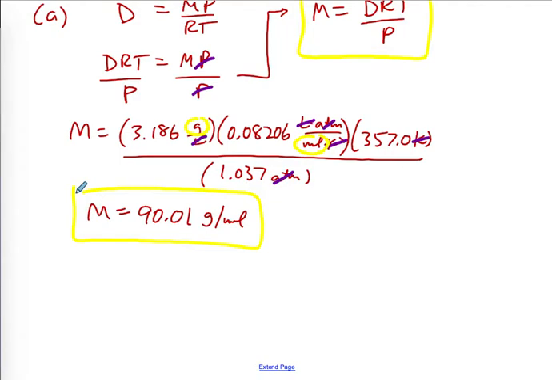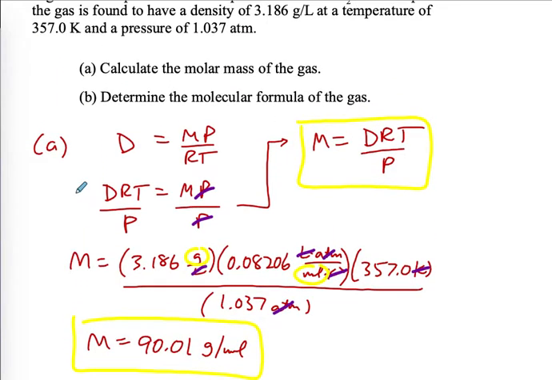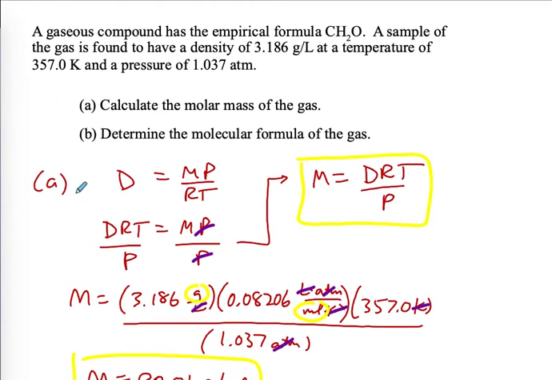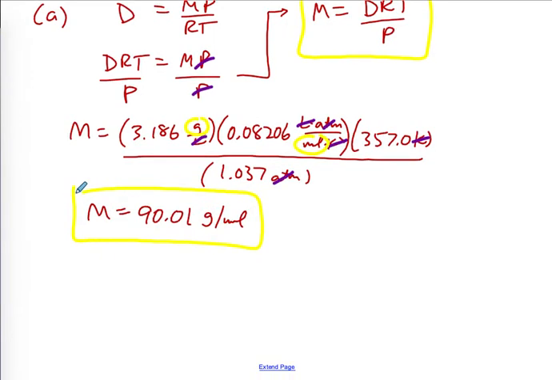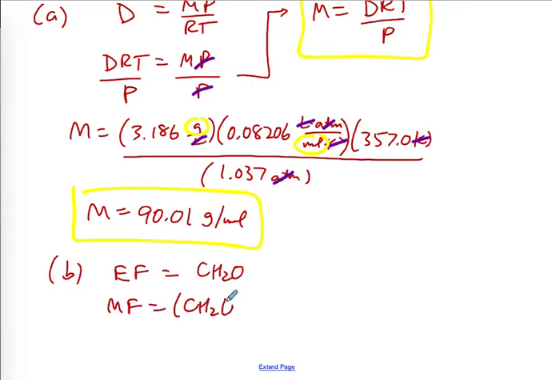Now, the second part of the problem asks you to calculate the molecular formula. We're given the empirical formula of CH2O. So let's refresh our memory as to how we do that. Okay? So the empirical formula is CH2O, and we learned in Chapter 7 that the molecular formula is the empirical formula multiplied by an integer x, where x is equal to the molar mass over the empirical formula mass.